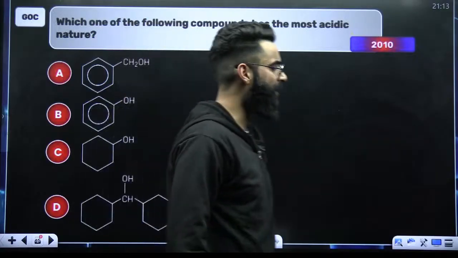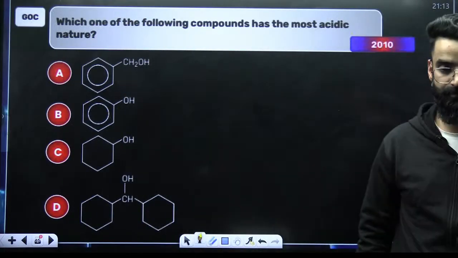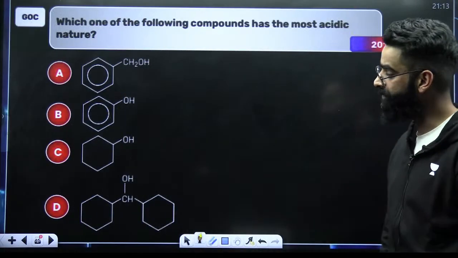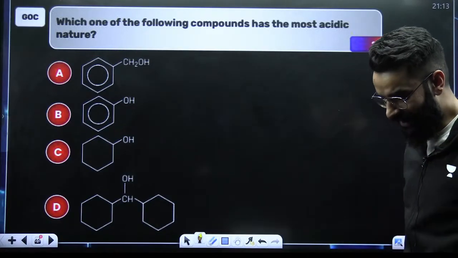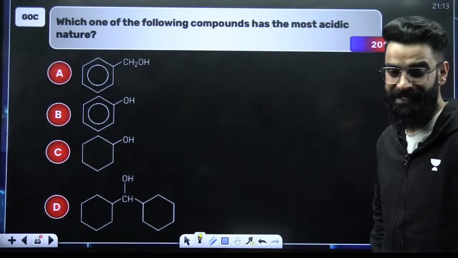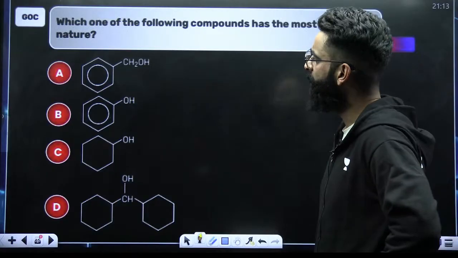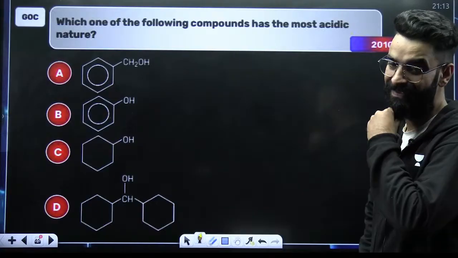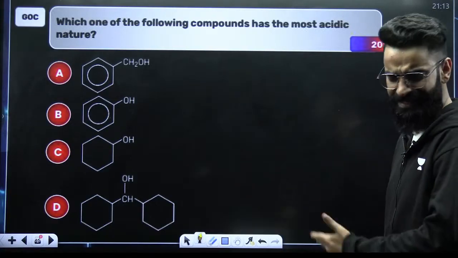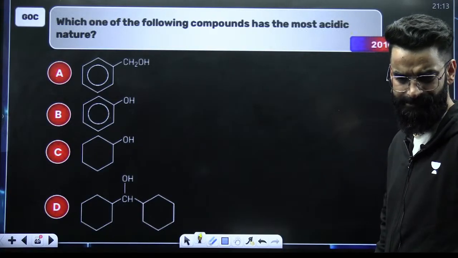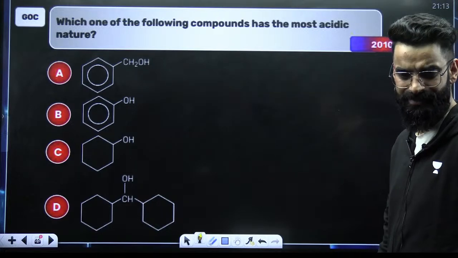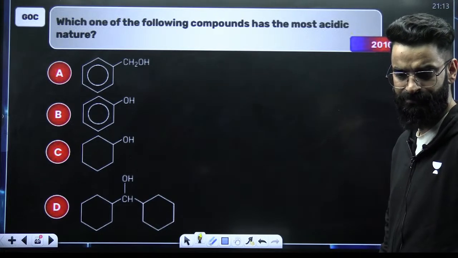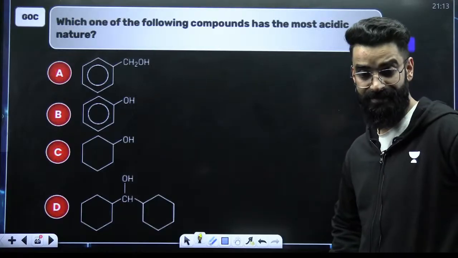Which one of the following compounds is most acidic? Wherein hydrogen can leave as H positive easily. Which of the following is more acidic? What do you think? This is an easy question, guys. There is no need to think a lot about this.